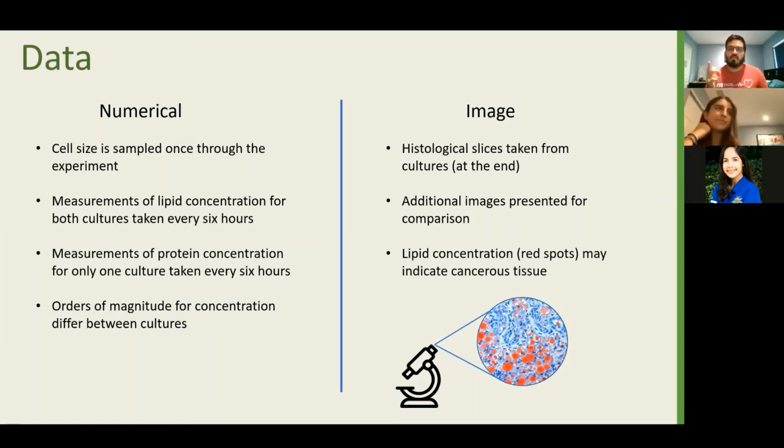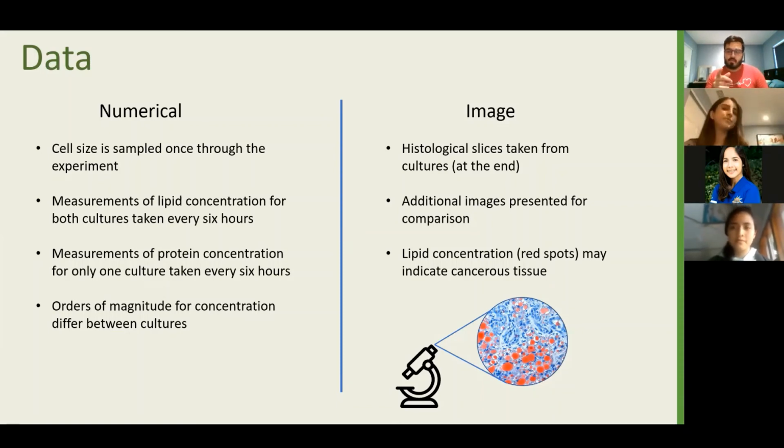Then for the images, we have a histological sample, a histological slice at the end of the experiment. Then we also have some other images that we're going to see to compare them. You're going to see the difference, and the red spots, as you can see in the little image at the bottom right, those are the lipid deposition we're going to look for.